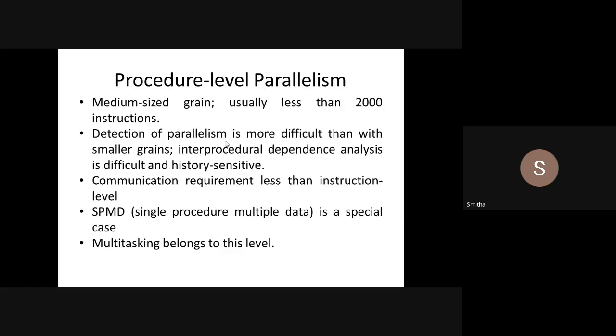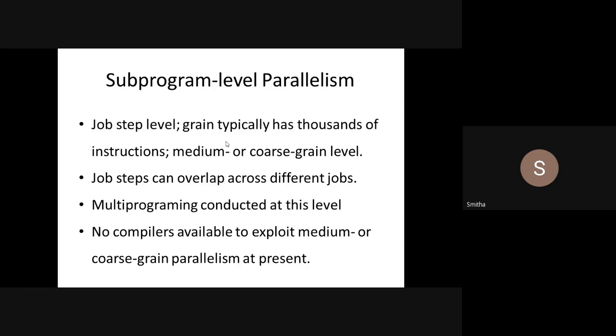Okay, multitasking. So next is subprogram level parallelism, also called job step level. The grain typically has thousands of instructions, medium or coarse grain level. Here we cannot say whether it comes under medium grain or coarse grain; it is based on the number of instructions. If it is less than 2000, we can say it is medium. If it goes beyond 2000, it is coarse grain. Got it, students? So it can fall either into medium grain or coarse grain.